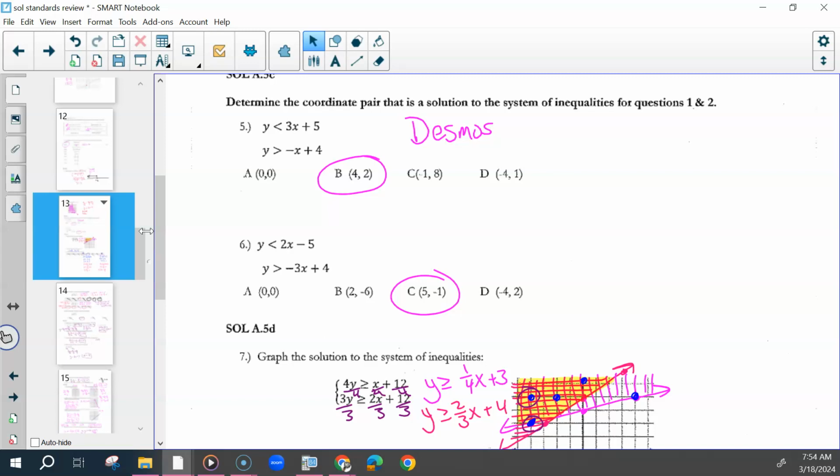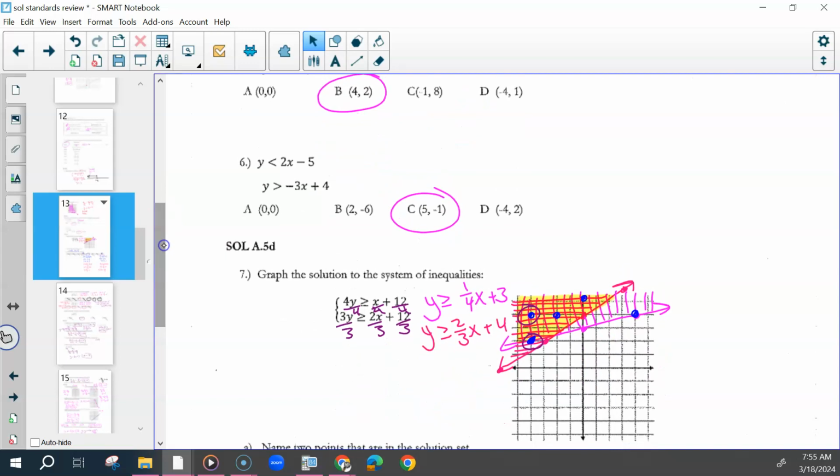Remember that all of your inequalities can be done on Desmos, so if you type in and you're looking for systems, you're looking for the ordered pair, or the coordinate pair, that would be a solution. So if you graph these two, for 2, B was your solution for 5. C was your solution for 6. 7, you had to graph the system of inequalities. So you could have done that on Desmos or actually done it by hand. And you'd have this overlapping area right here.